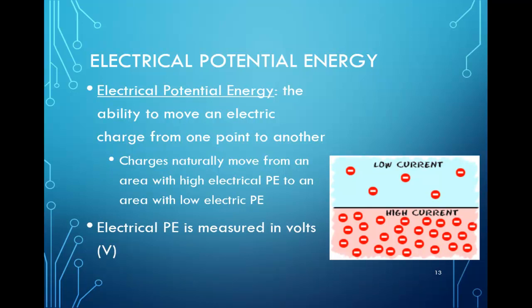Did you see here? Low current, the number of charges is low. Here high current, the number of electric charges or electrons is high. So the electric current is measured in ampere. Electric potential energy is measured in volts.